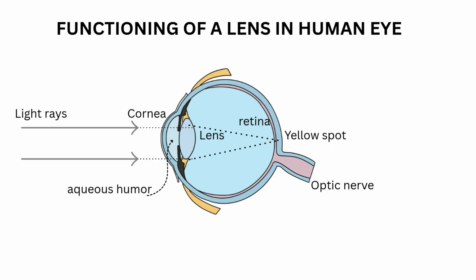Functioning of a lens in the human eye. The light rays first pass through the cornea, which does most of the refraction, or bending of light. Then, the rays pass through the aqueous humor and reach the eye lens. The eye lens, which is thin and least curved in this state, slightly bends the light rays. These refracted rays converge at the retina, the light-sensitive screen of the eye. The yellow spot is the most sensitive part of the retina. It gives the sharpest and clearest vision.